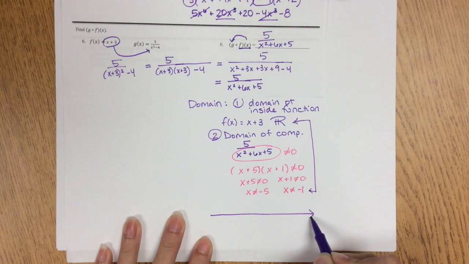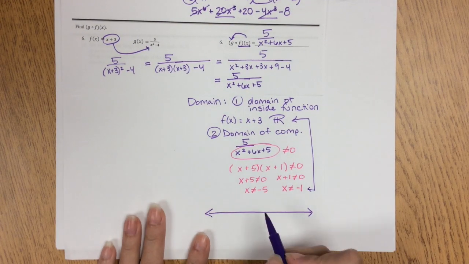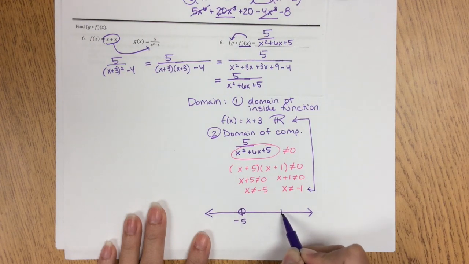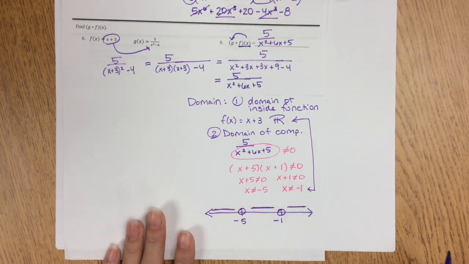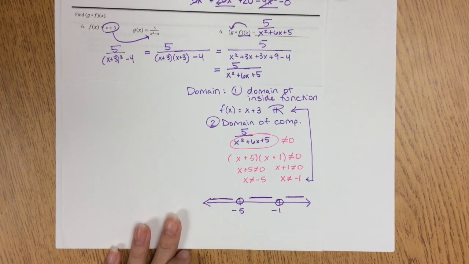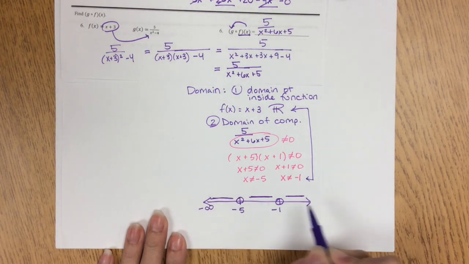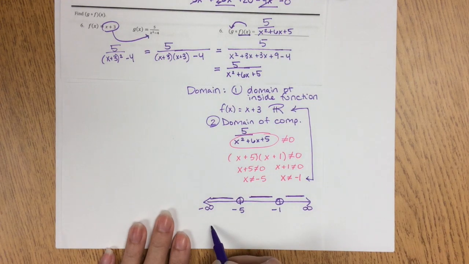Well, my first domain is all real numbers, so I don't have any restrictions that I need to put on my number line. My second domain is x is not allowed to be -5, and x is not allowed to be -1. But it can be anything else. If you're not drawing your number line and you're getting domain wrong, start drawing the number line. It doesn't take that long, and it will help you. Remember, this is negative infinity and this is positive infinity, and so I am ready now to write my intervals.